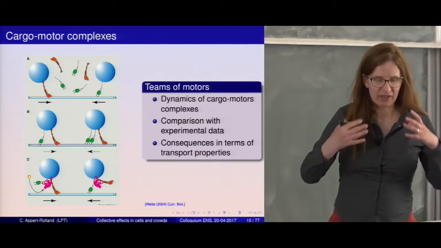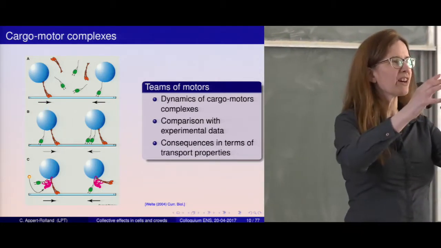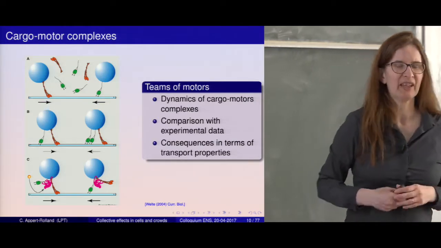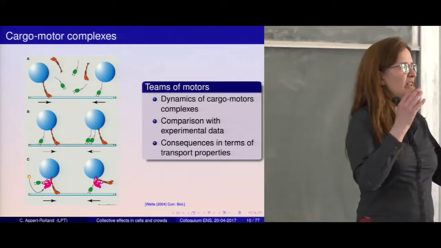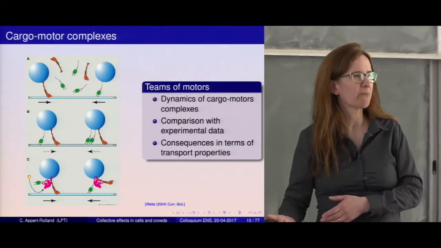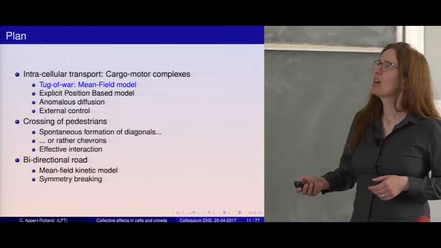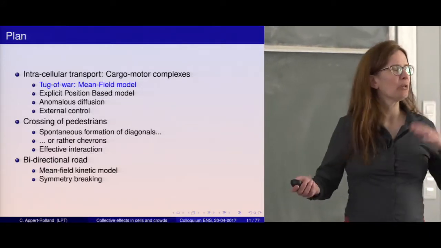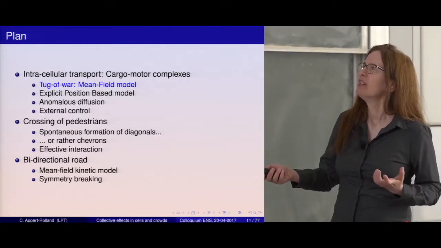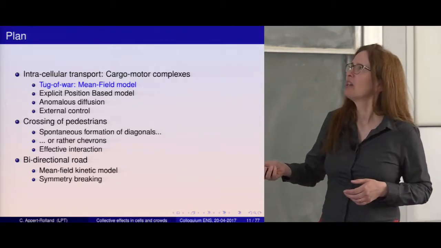So we want to understand what is the dynamics of a complex composed of one cargo plus two teams of motors pulling in opposite directions. We want to know if we can compare something with experiments and if we can predict something and understand what's going on. So I will start with a mean field model, which was a historical model that was quite famous because it gave a first hint that we could understand why it is so.